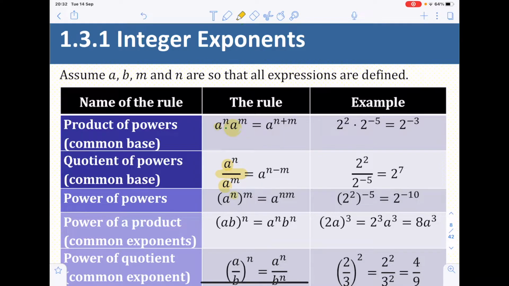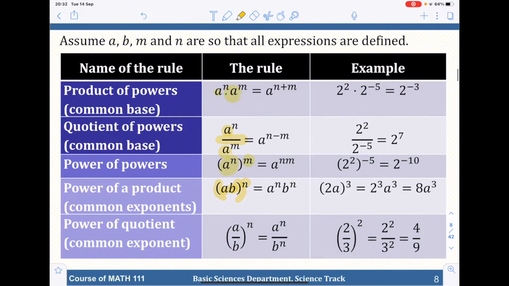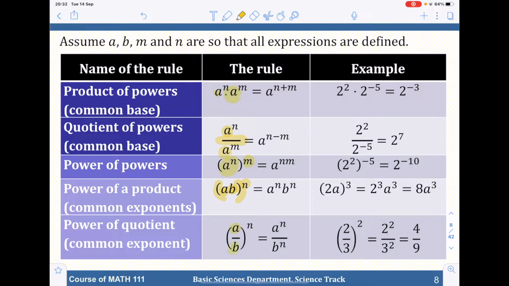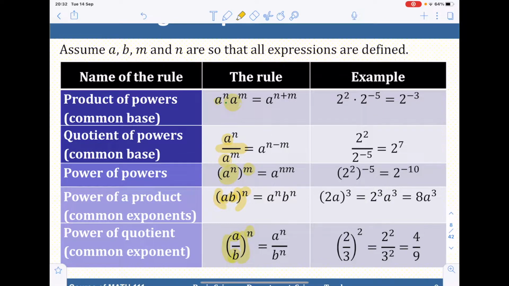Or if we have a number raised to a power and all to another power. Or like here, if we have two different numbers, then all to the power n, or we have the division of two different numbers, then all to the power n. So only in those cases we can use the rule.